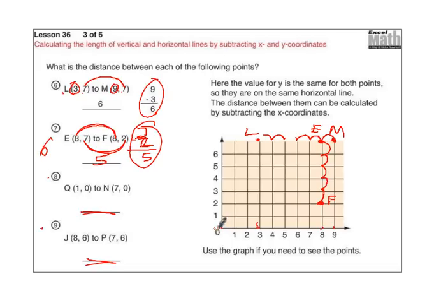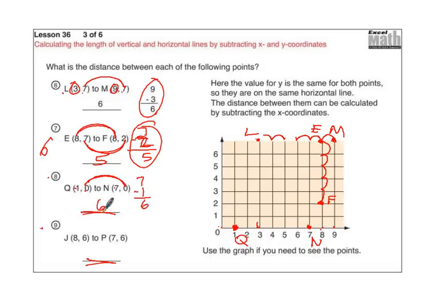Okay, Q is at 1, 0. Over 1, up 0. Can't go anywhere. 1, 0, that's Q. N is at 7, 0. Over 7, up 0. Right there. So that's point N. How far apart are those? You can see the zeros are the same. It's the 7 and 1 that are different. So 7 minus 1 is 6.